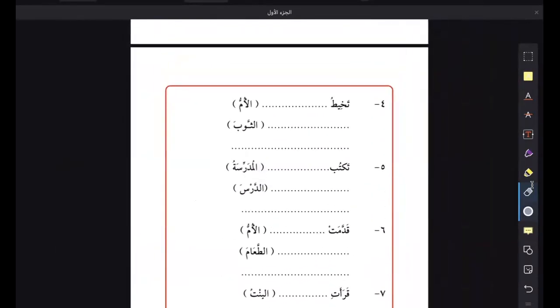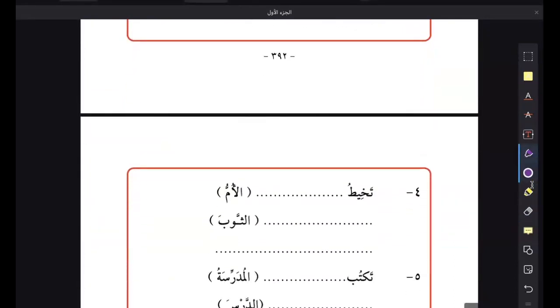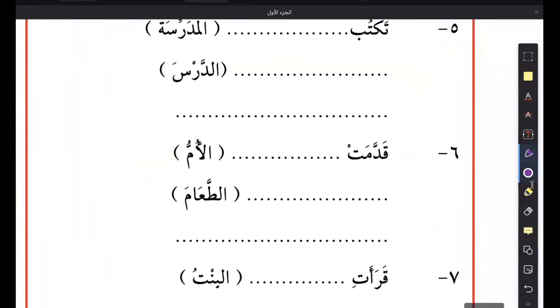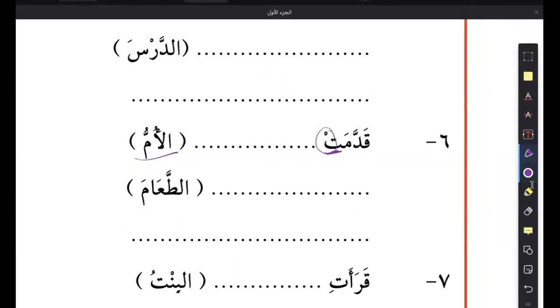So as you can see, qaddama here, we used it as submit. It can also, in here we cannot use submit. It says قدمت الأم. So the doer, the fa'il, is the mother, which is feminine. That's why we are using قدمت with the ta sakina, ta ta'nith al-sakina. This is a feminine ta. So what did she do? الطعام. So we cannot say the mother submitted the food.